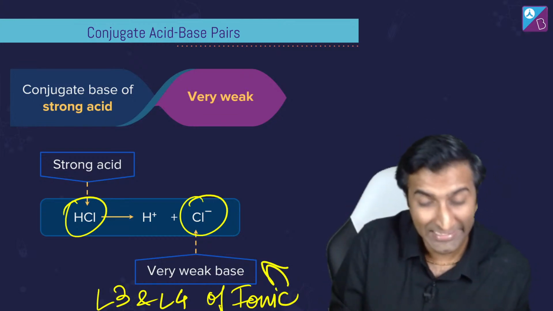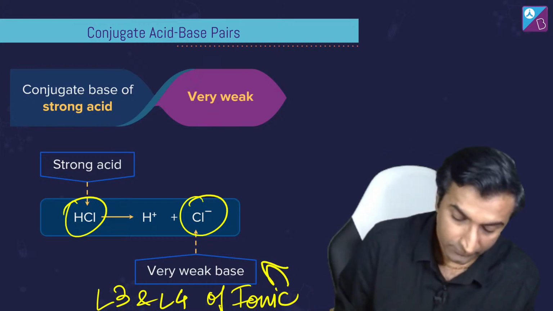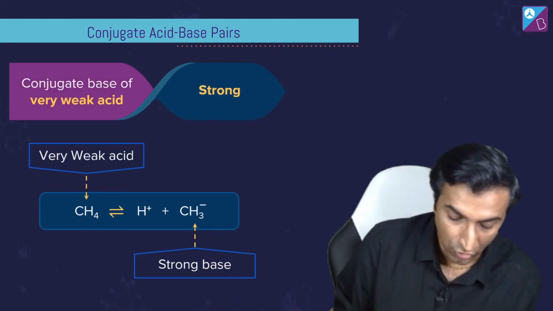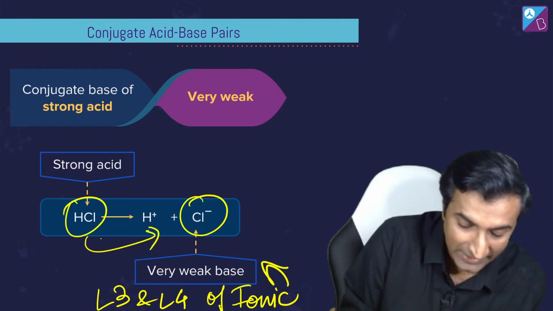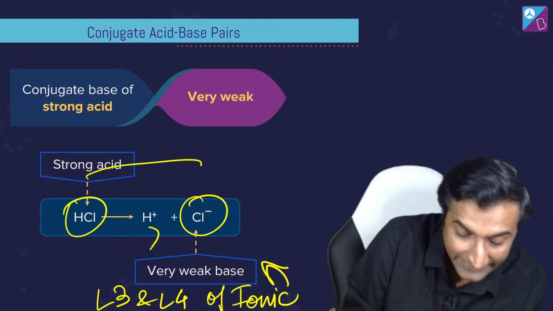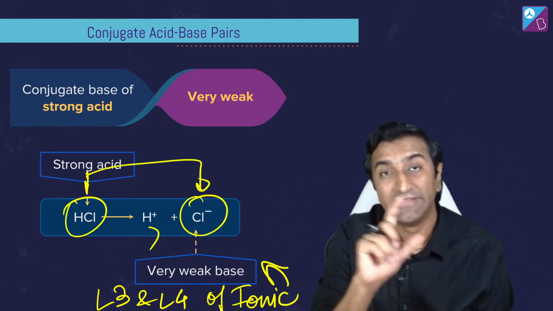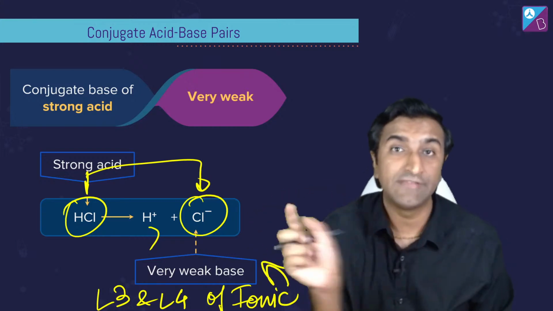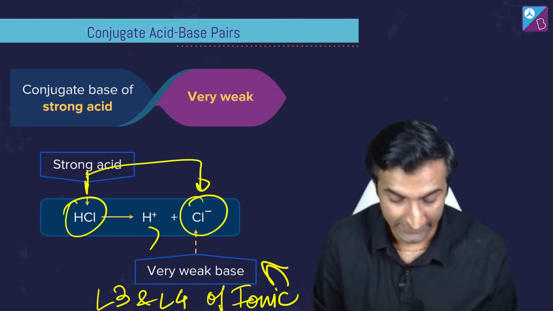HCl is a very strong acid. Cl minus is a very, very weak base. ठीक है? All right. Now note that HCl और H के बीच में relationship नहीं है. HCl और Cl minus के बीच में relationship है because they are उनकी जुगलबंदी, their conjugation is happening because of the transfer of H plus ion.